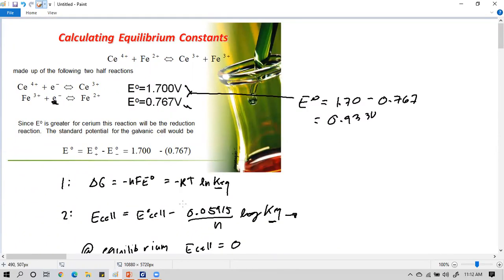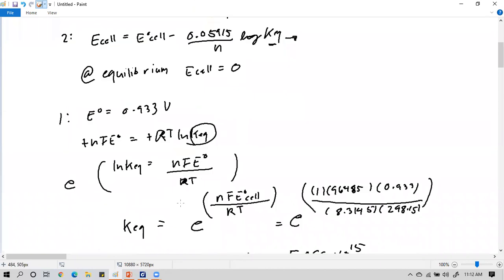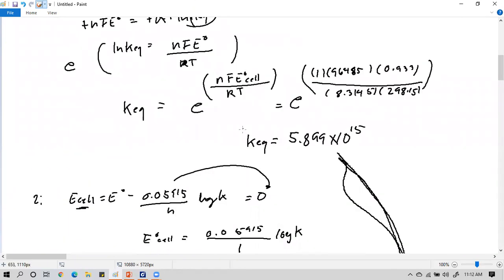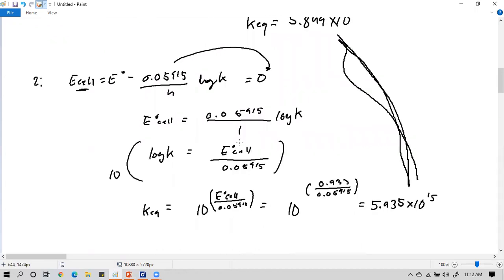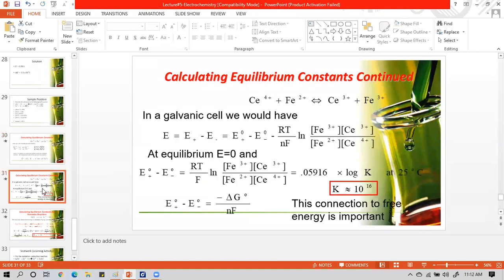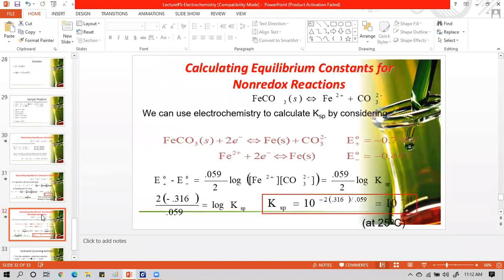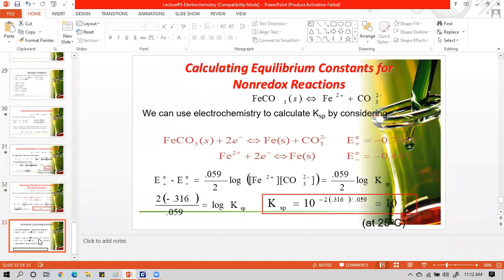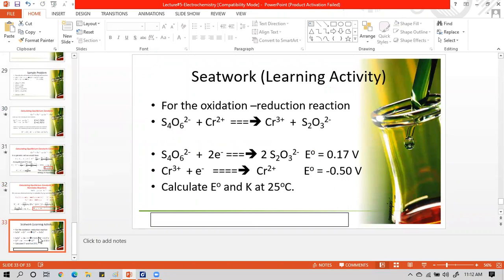Ito, tong part na to, this will be a part of your learning activity. And this is also will be part of your learning activity.